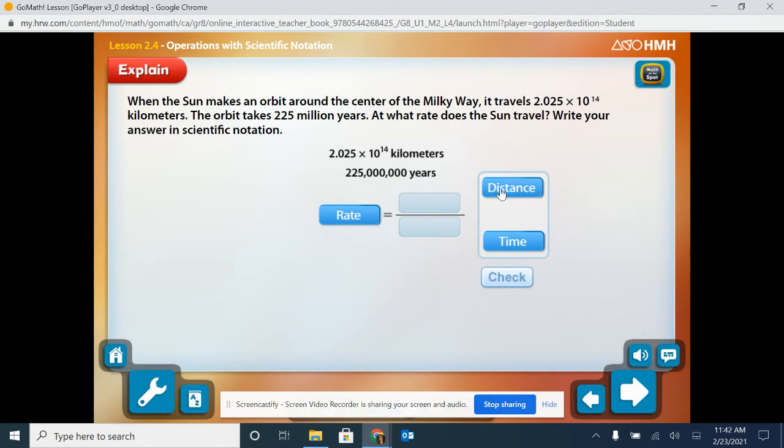So it's going to be distance divided by the time. So remember, usually when you're talking about rate, it is the distance divided by time, okay? That's right. Rate is equal to distance divided by time.